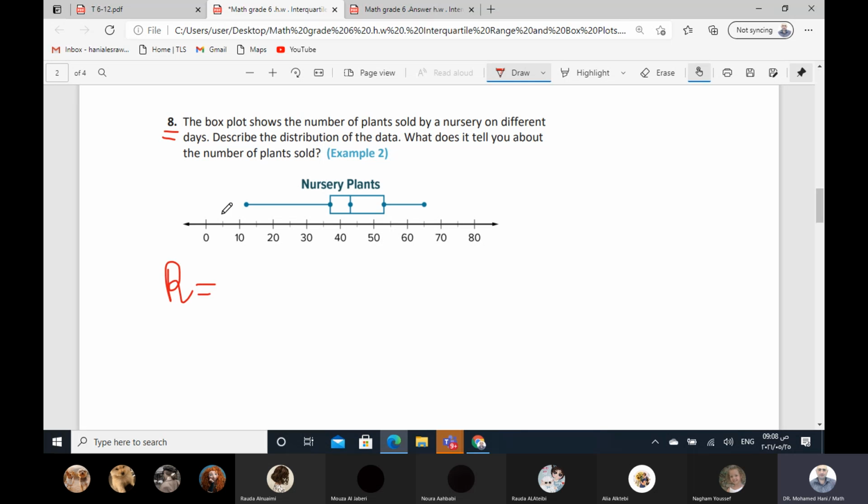Who can tell me what is the biggest value here in the whisker? About 65. And what is the smallest value? 10. And here we have 10, and here about, I think here about 12. Here 15, about 12. So 65 minus 12, the answer will be 53.